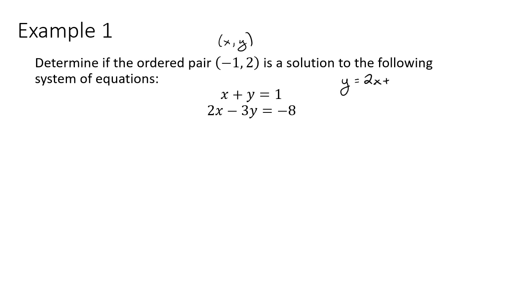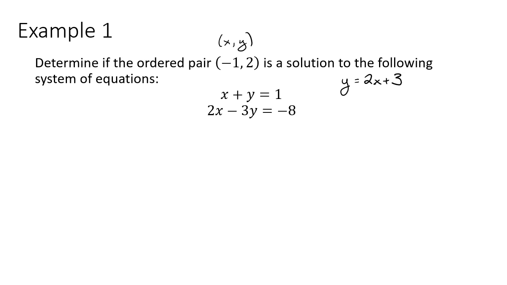In order for this ordered pair to be a solution to the system, it has to make both equations true at the same time. So all we're going to do is plug it into both equations. If it makes them both work, it's a solution. If it doesn't, even if it makes one of them work, if it doesn't work in one, it's not a solution to the system. It has to work in every equation at the same time. So why don't we start with the top equation?